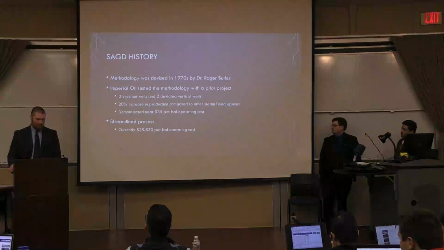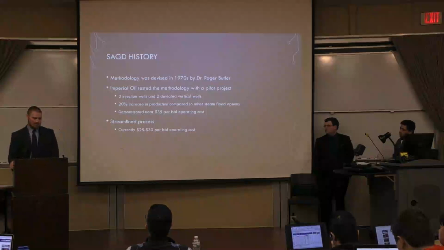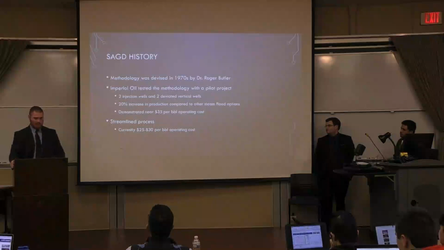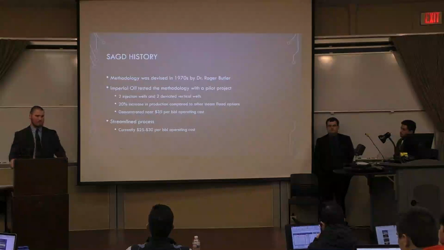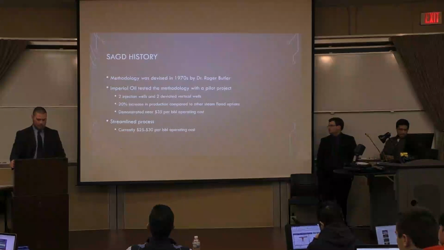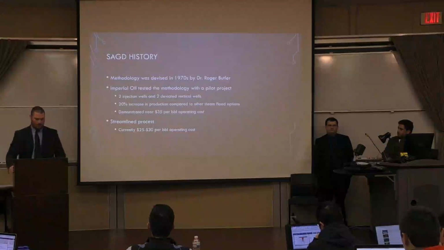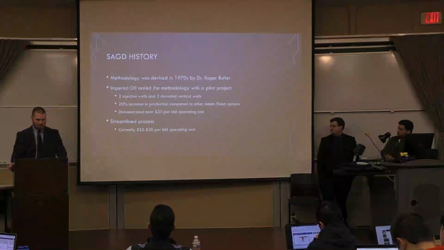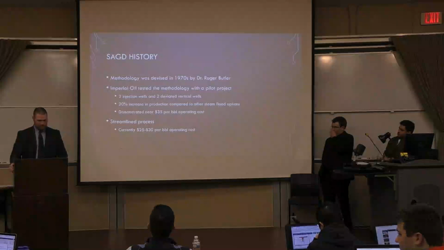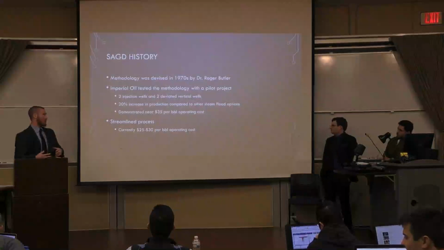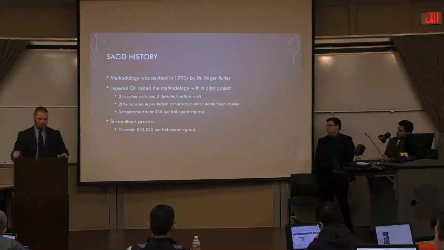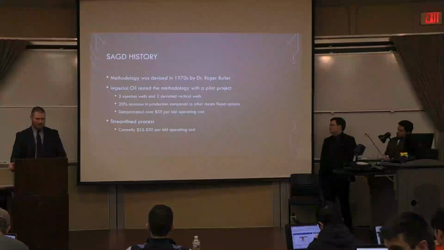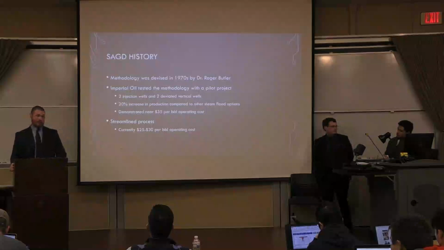So I'll go a little bit more in depth with steam-assisted gravity drainage. But before I talk about the process, I'd like to go over the history of its development and a brief case study that was initially done to prove its methodology early on. The original methodology was devised in the 1970s by Dr. Roger Butler. To test this idea, Dr. Butler's company, Imperial Oil, formed a pilot project involving 2 injection wells and 2 production wells, and they were deviated vertical wells.